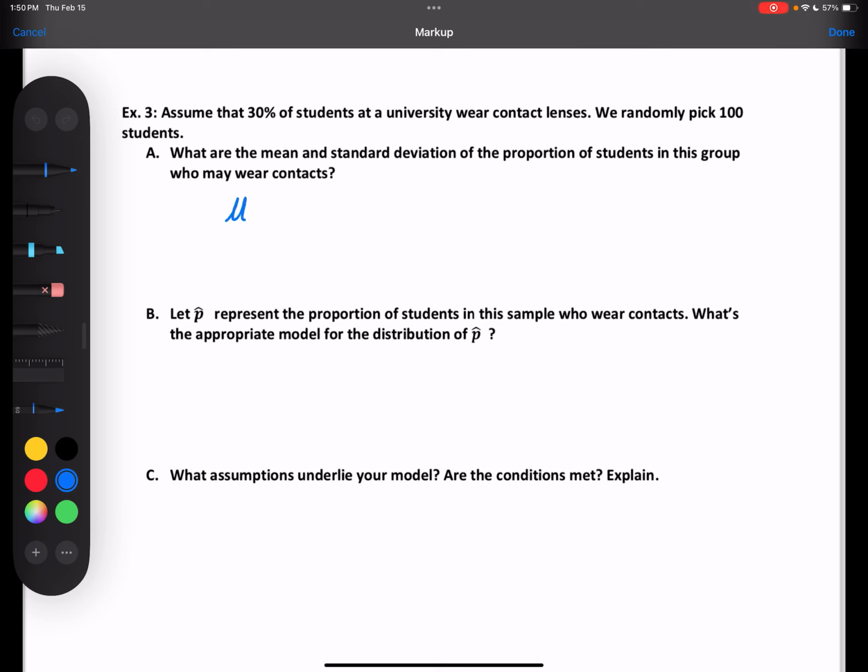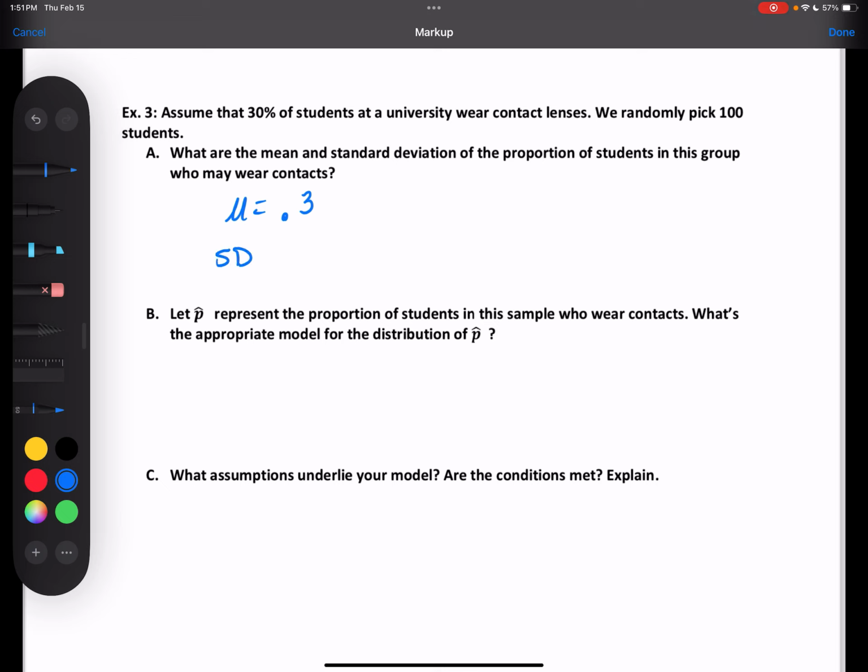So what is the mean? 30 students. So 0.3. Wrong, it says 30%. Well, I was going off of the proportion of the students in the group. Okay.